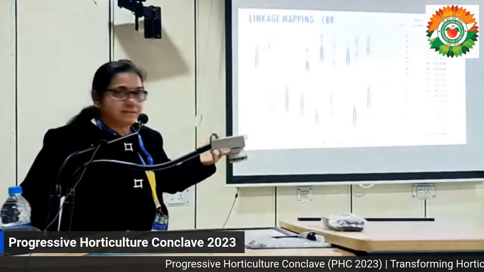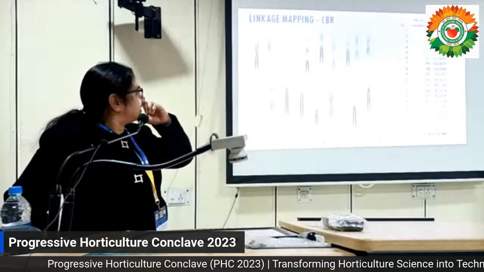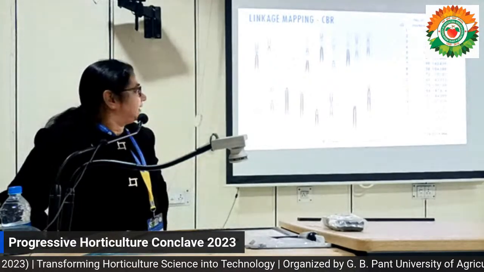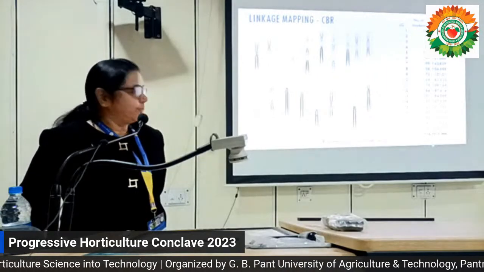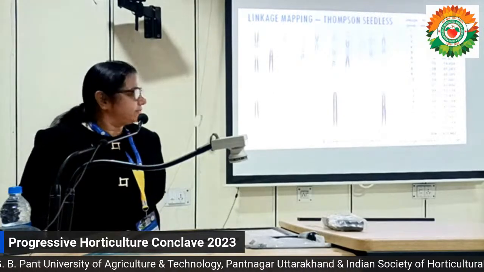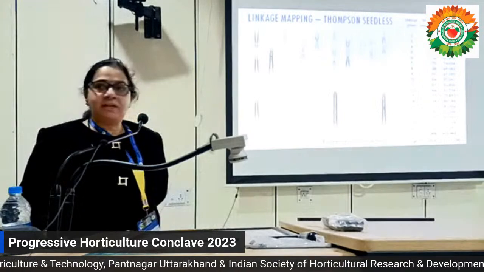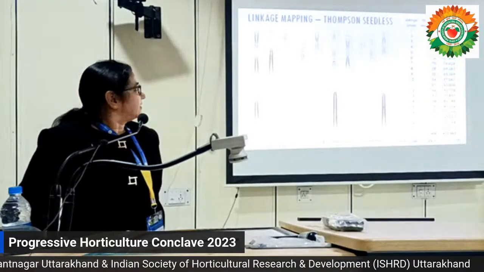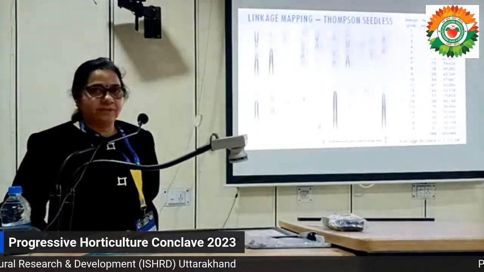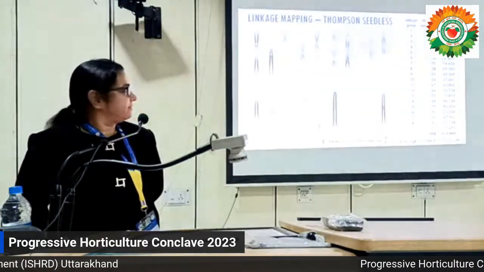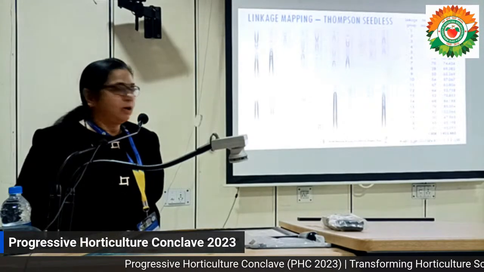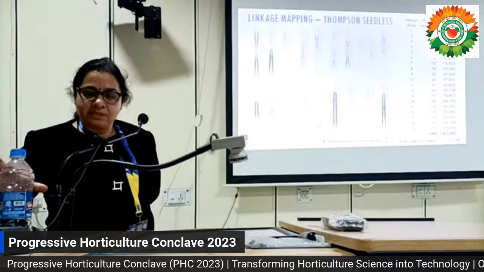I think a clear picture is not there. So this is the linkage map of CBR. There were 1,716 SNPs located on this linkage map, and the average distance was 1.29 centimorgan. So we can say it was a very dense linkage map. Similarly for Thompson Seedless also we got 1.11 centimorgan average distance, again very dense. Of course, there were some gaps in some regions that we couldn't fill, but overall the density was high. And in fact, in the literature also, the maps available in different genotypes show the same kind of density.